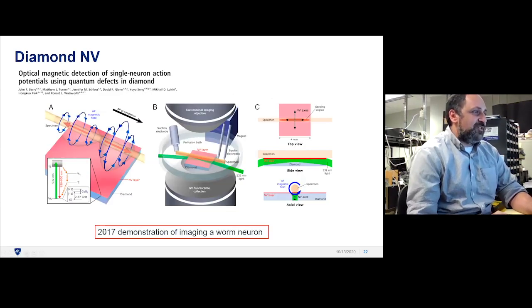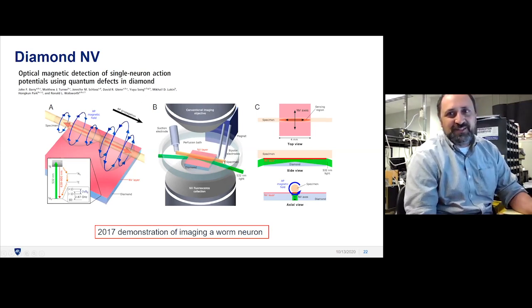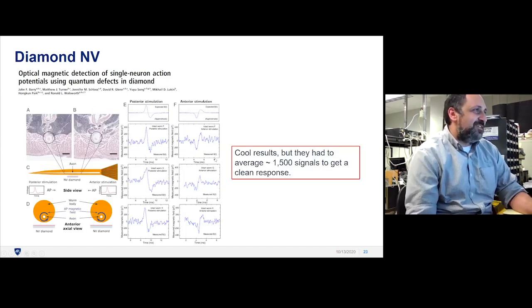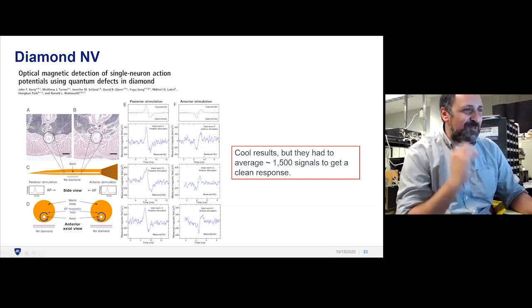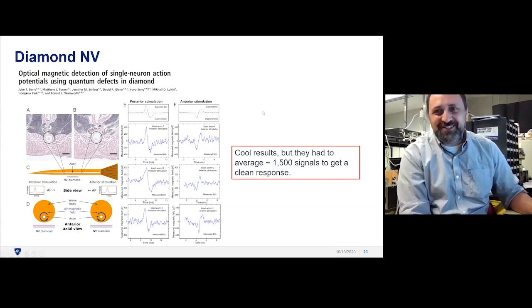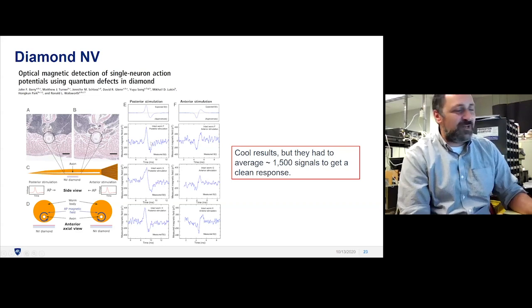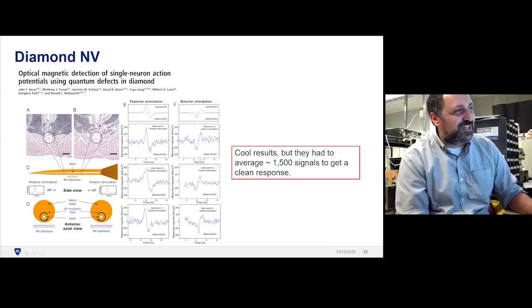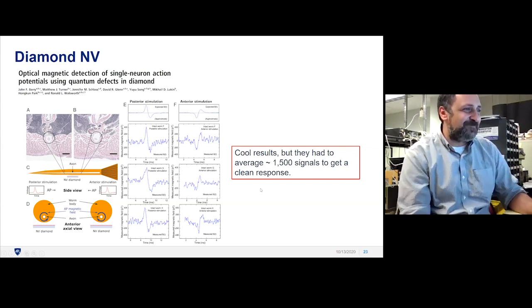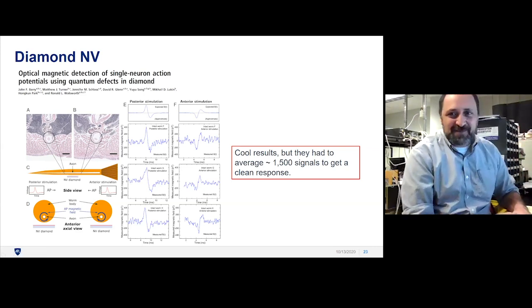And what's cool is in 2017, people showed you could look at the neuron of a worm using this. It's an okay article. I say this because I've read this article probably a dozen times, and I thought, wow, look at the great response they got from the worm, right? And it was fitting their modeling, how it should look. But then I finally noticed this weekend when I was preparing these slides, each of these plots, they averaged 1,500 signals to get it. So that's a little bit iffy to me. But I want to stop in case there are questions.